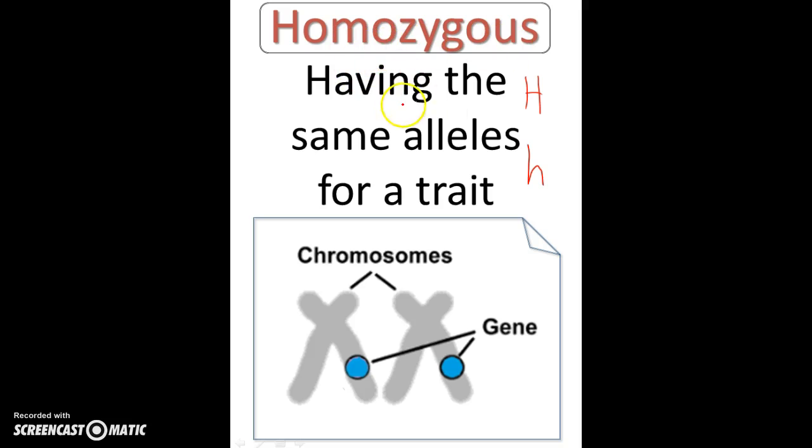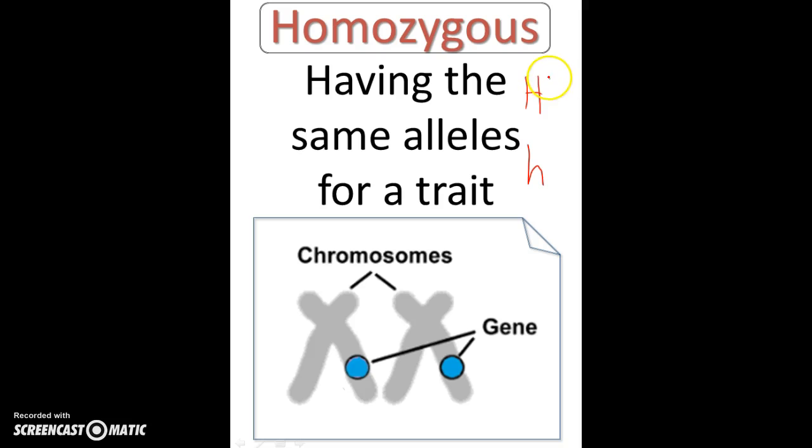So to be homozygous, you have to have the same alleles for a trait. And remember before I said you get 2 chromosomes for every chromosome pair. You get one from mom and one from dad. That means every gene you have 2 versions of it, because you get one version from mom and one version from dad. One allele from mom, one allele from dad. And in order to be homozygous, they need to be the same.